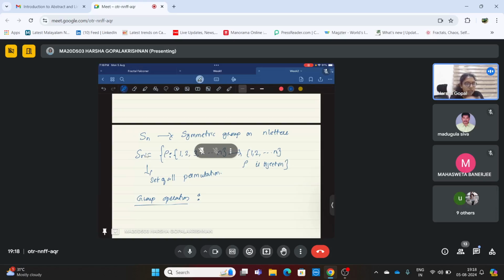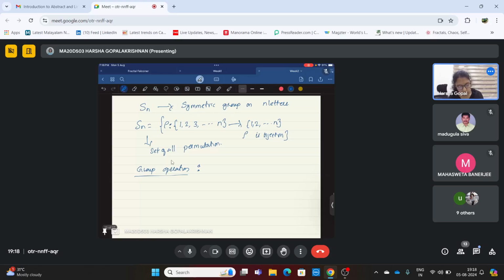It is not like some real number, integer or something. These are all functions from one set to another set. So in functions, what operation do we usually use? The composition operation, f composite g. So rho star sigma will be rho composite sigma. This is the group operation star here.